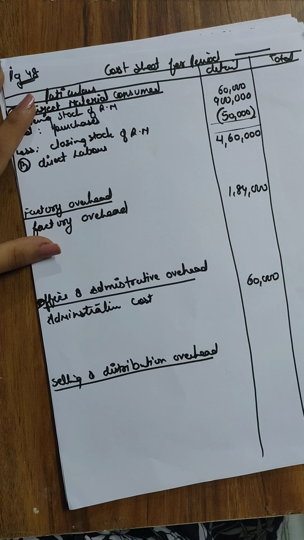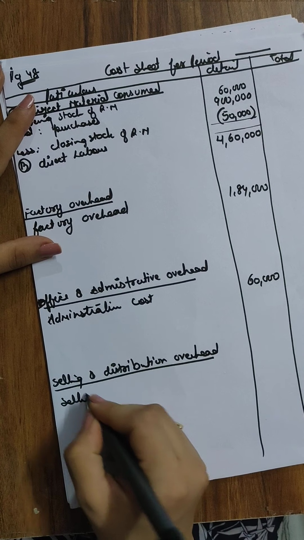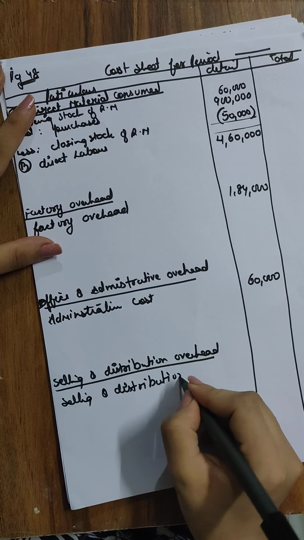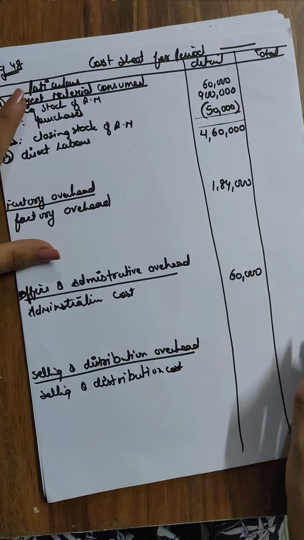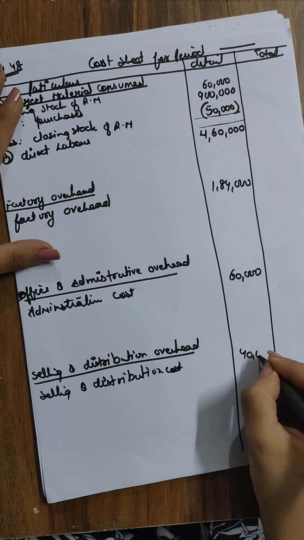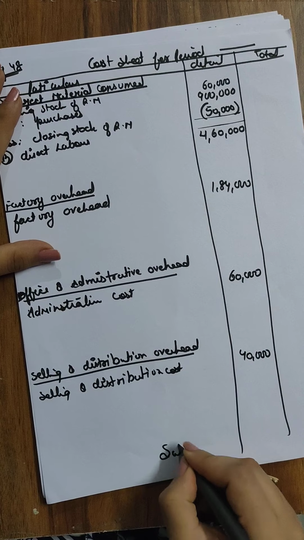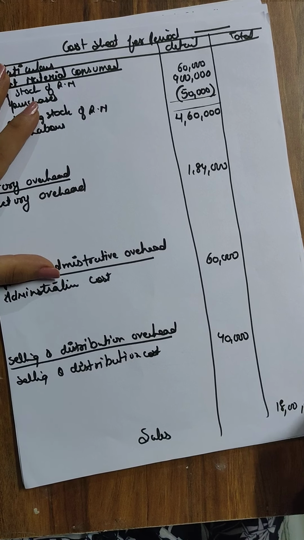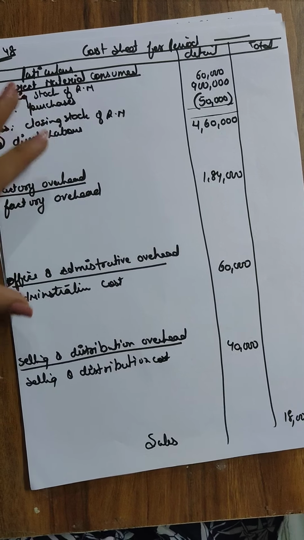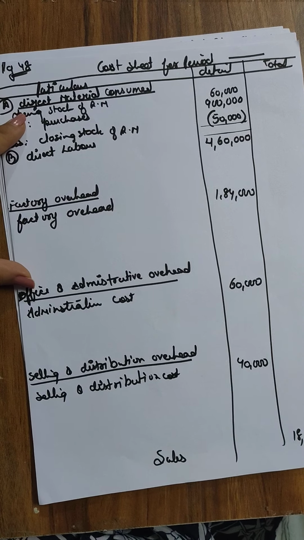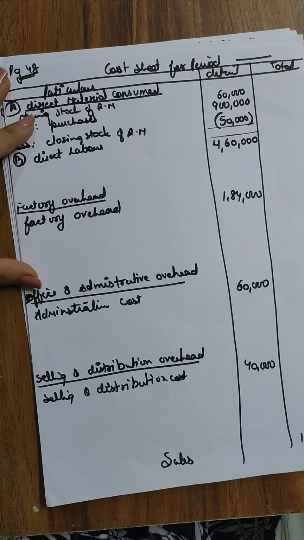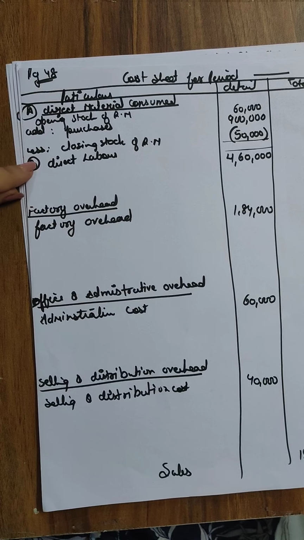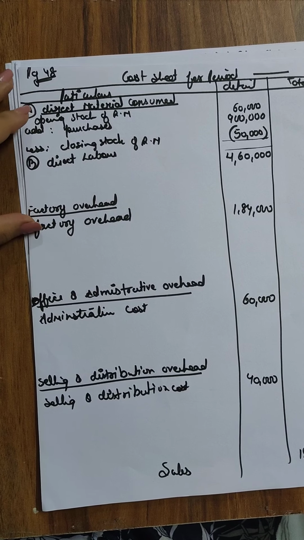Selling and distribution overhead is 40,000. It is a very simple question. Selling and distribution cost is given to me as simple as that, 40,000. And the sales given to me amount to 18 lakh. The main thing is that we still have to write the closing and opening stock of the different items given to us. After the closing and opening stock of raw material, we are given the opening and closing stock of work in progress.